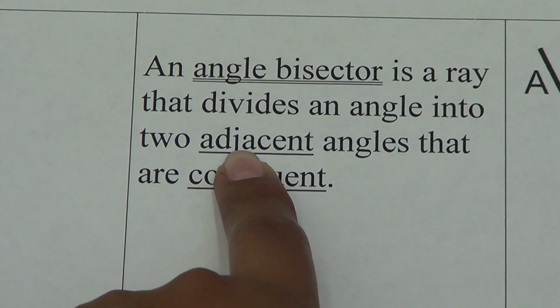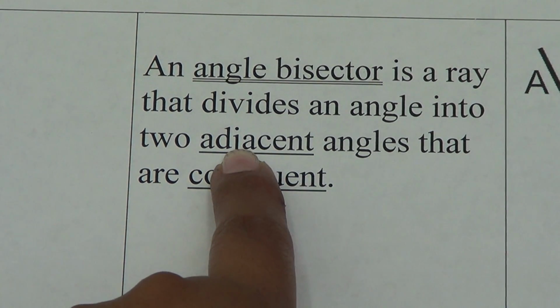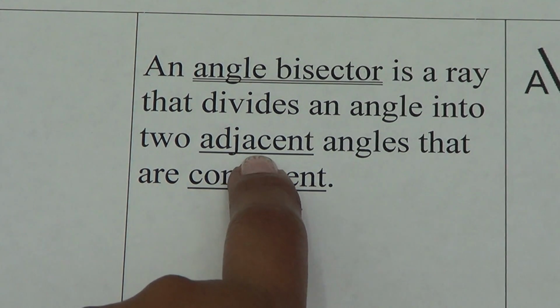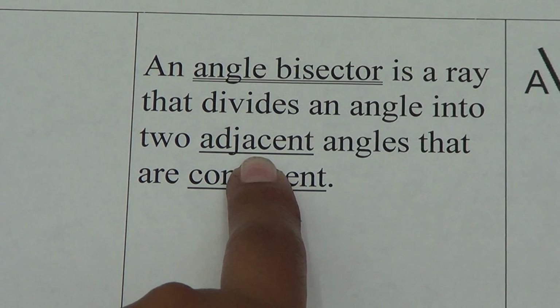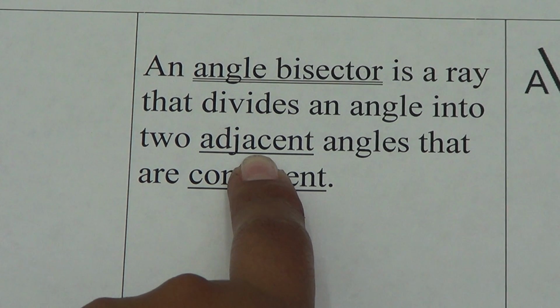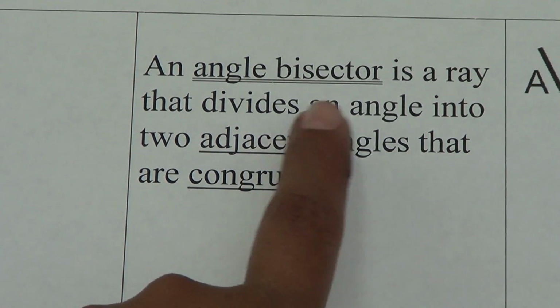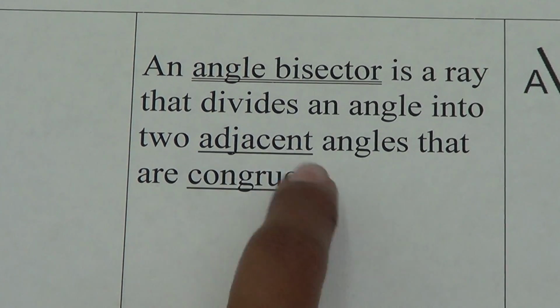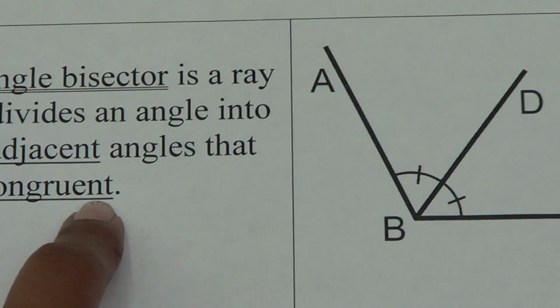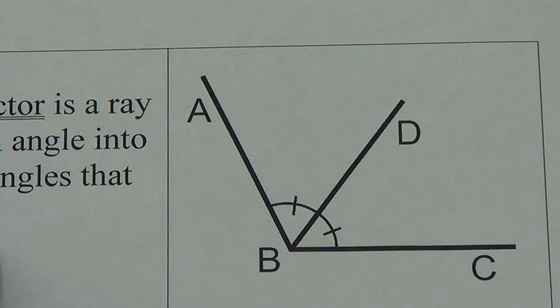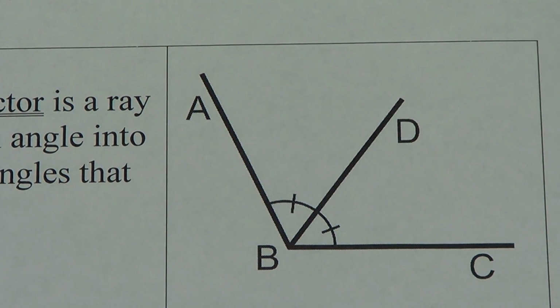Now, the word adjacent means next to. So if anyone has Spanish with Miss Perot, we would say that my classroom and her classroom are adjacent to each other because they're right next to each other. So that means adjacent, that are congruent, okay? So let's take a look at this. So let's add some stuff to this picture.